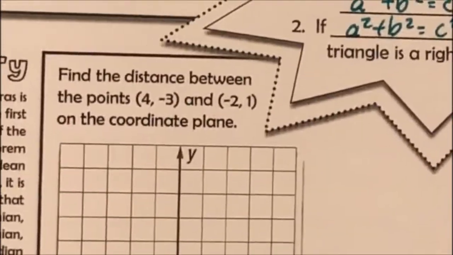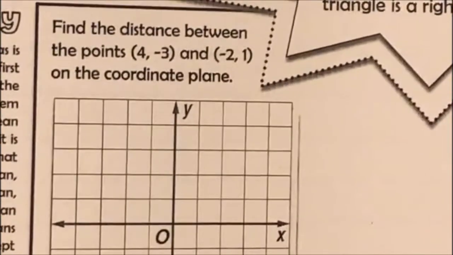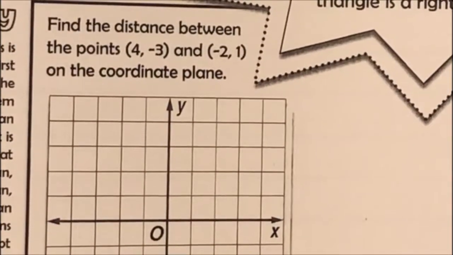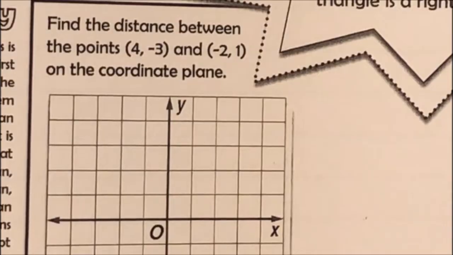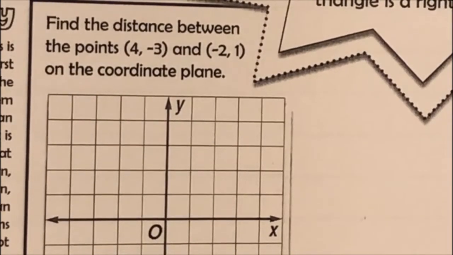So the final example that I want to look at is: find the distance between the points (4, -3) and (-2, 1) on the coordinate plane. So go ahead, pause the video, try out this problem, and then we'll look at it together. Okay, now that you've had a chance to try out this problem, let's look at it together.